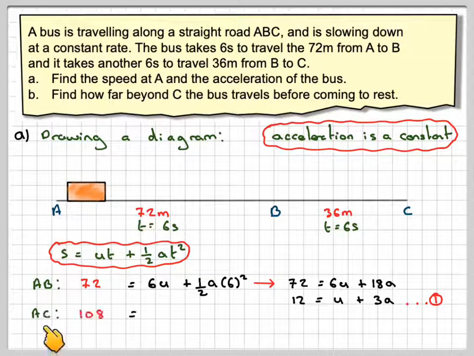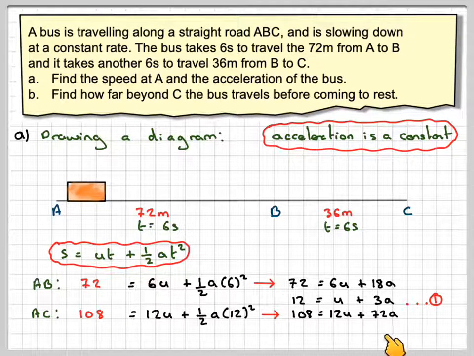Now from AC, you have to do AC, not BC, because you've got the same value of u from here. That's now 108. 72 plus 36 is equal to 12u, because the total time from A to C is 12 seconds, plus a half times a times 12 squared. So that's going to give 108 is equal to 12u, plus 12 squared is 144, divided by 2 is 72a. And then cancelling down by 12, you're going to get 9 is equal to u plus 6a. We'll call that equation 2.